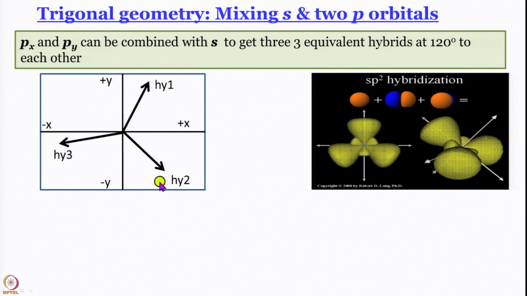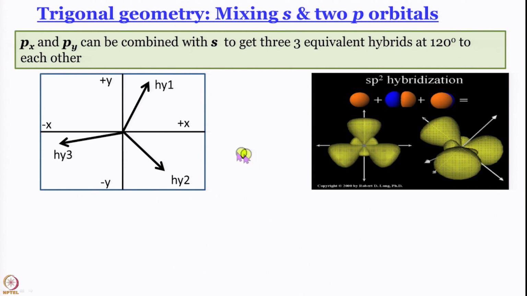Now the orbitals that I use are s and p orbitals, right. 3 orbitals, one has to be s always, right. You cannot really mix only 3 p orbitals and get what you want. You mix 3 p orbitals, you will never get 3 orbitals in a plane hybrid orbital, that is why s is required. So s and 2 p orbitals.